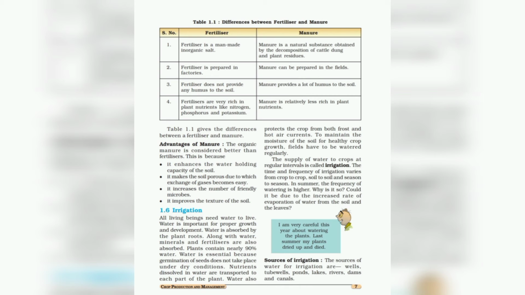So therefore supply of water to crop at regular interval is essential for crop production, and that is known as irrigation. So what is irrigation? The supply of water to crop plants at regular interval through sources other than rain is called irrigation. The sources of water for irrigation are wells, tube wells, ponds, lakes, rivers, dams and canals.